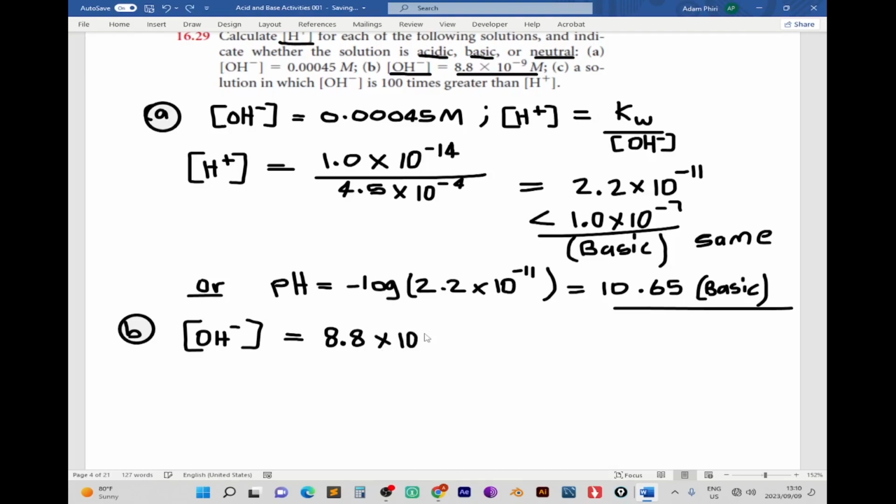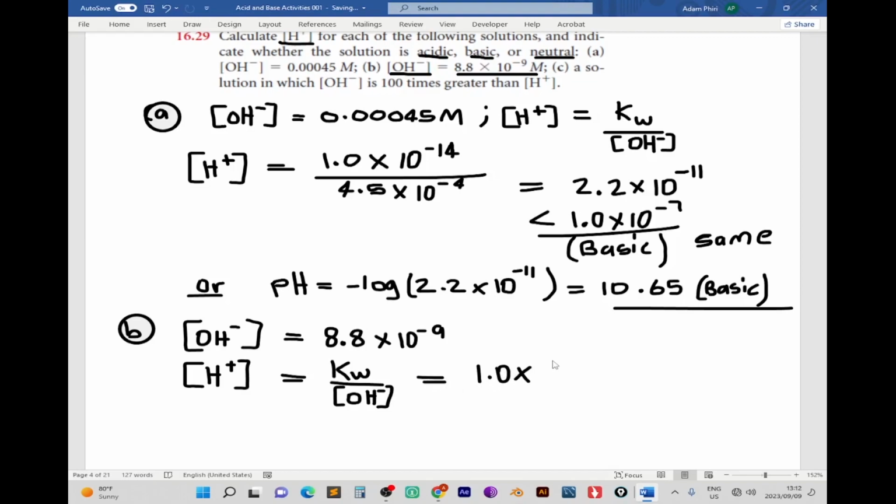We are also going to do the same thing that we did in problem A. We find the concentration of the acid. That would be Kw over the concentration of the base. So that's the correct formula. That's a formula that you should actually memorize.